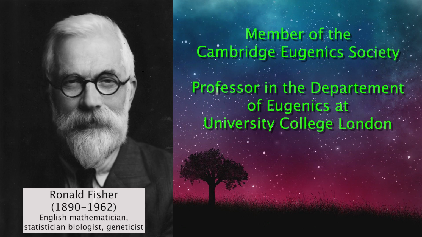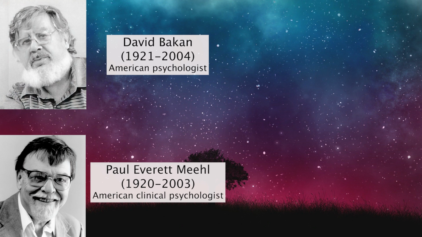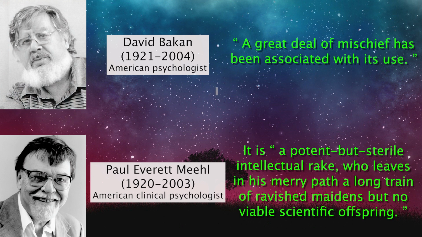Suggested by Pearson, his theory was developed by Fisher, a member of the Cambridge Eugenics Society, who was appointed professor in the Department of Eugenics at UCL in 1933. It is on his theory of tests concerning the significance of a result that the current statistical vision is based. To quote psychologists David Bakan and Paul Meehl, respectively, a great deal of mischief has been associated with its use. It is a potent but sterile intellectual rake who leaves in his merry path a long train of ravished maidens but no viable scientific offspring.